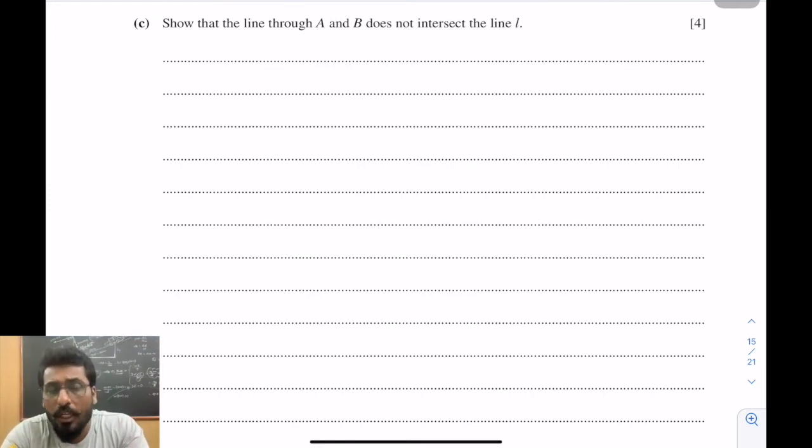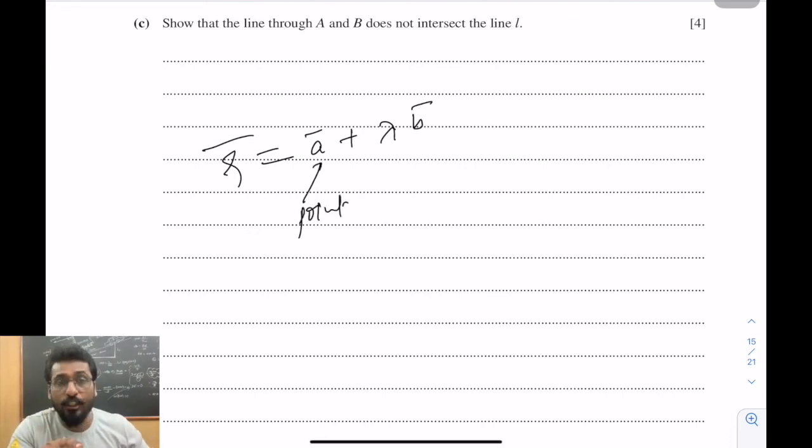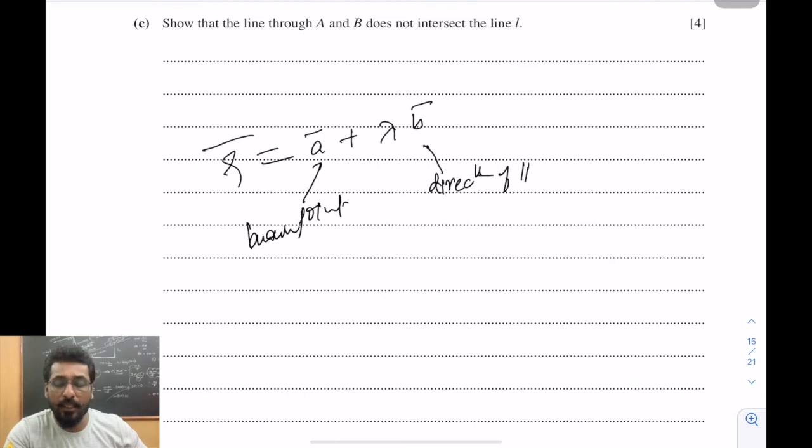So I'm going to assume that the lines are going to intersect. If the lines are going to intersect, then there must be one point in common. That point is called the point of intersection. Now, when you write r bar is equal to a bar plus lambda times b bar, a bar is a known point. You know the coordinates of this point. That's a known point on the line. And b bar is the direction of the line.